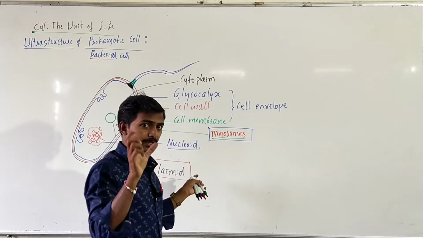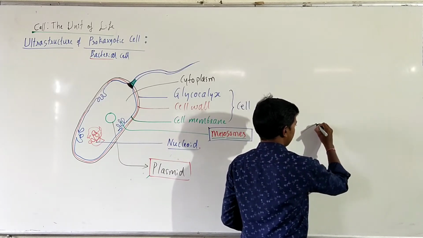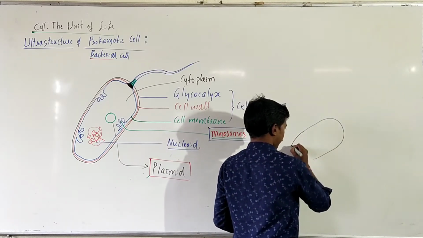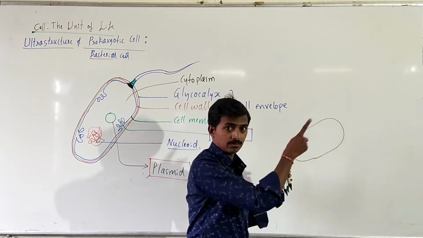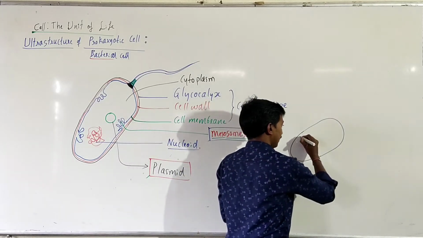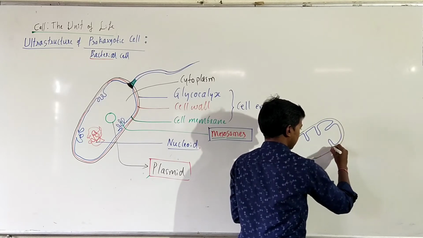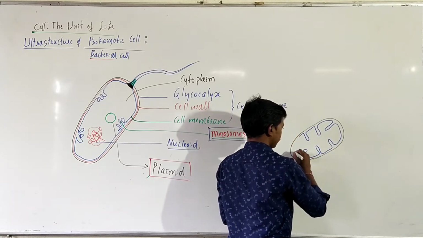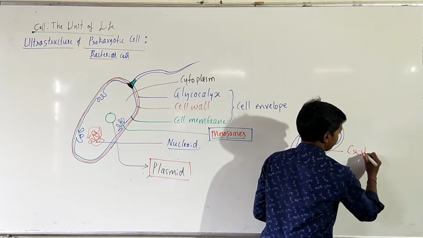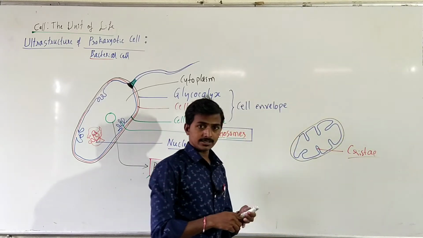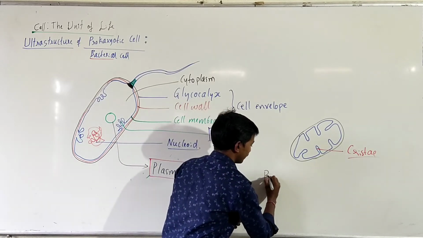Let us discuss a brief of the mitochondria here. In eukaryotes, we have a mitochondria with an outer membrane and an inner membrane. The outer membrane is circular, but the inner membrane has the finger-like projections. These finger-like projections were named as cristae. Those cristae contain the respiratory enzymes.